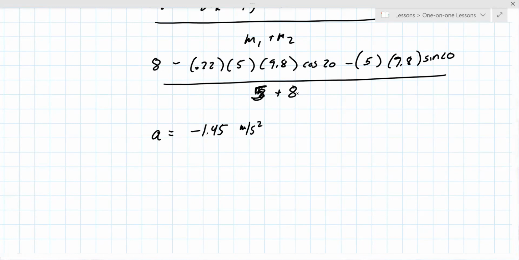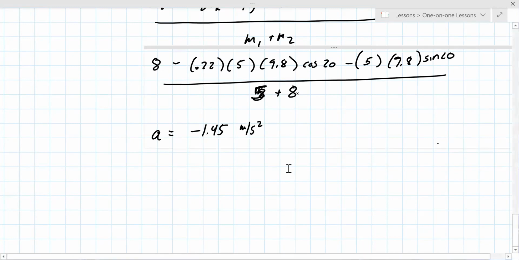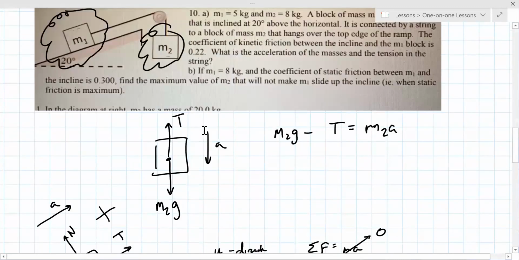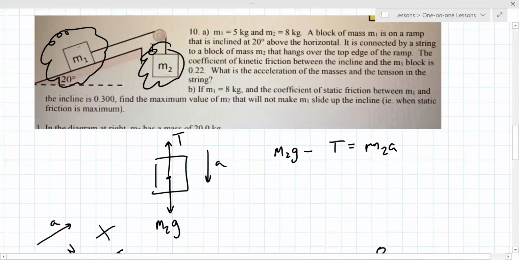I had negative 1.45. A couple things with that. I'm a little surprised that it's negative, but here's what that means. It means that we chose the wrong direction. It actually does not slide down. It actually accelerates the other way. Mass 2 doesn't pull it down, it actually goes up, which is what happens when you choose the wrong direction.